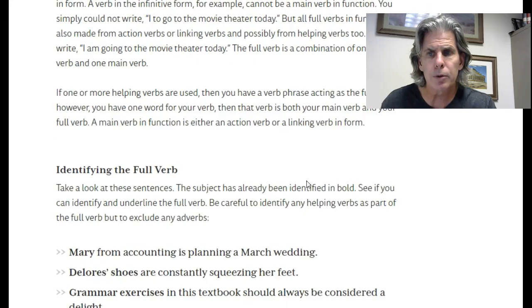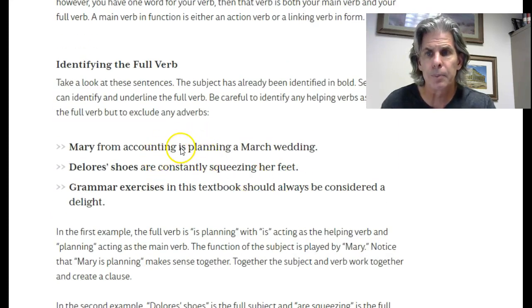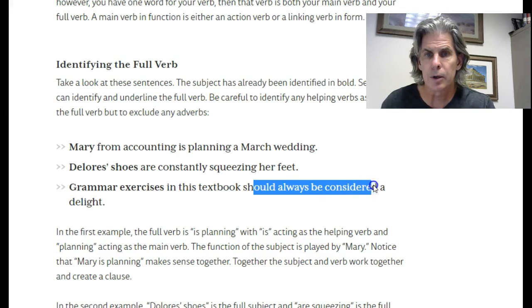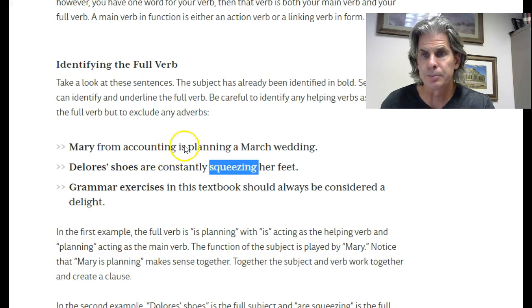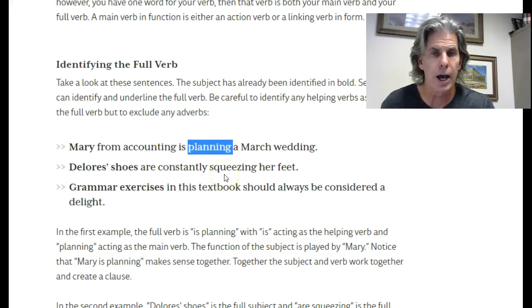And so, always understand full verbs as is planning, are squeezing, should be considered, always is an adverb jumping in the middle. Okay, understand your verbs that way. Considered is the action, squeezing is the action, planning is the action. Those are all action clauses. So understand that is planning, are squeezing, should be considered. Those are the full verbs. Okay, and constantly and always, those were adverbs that jumped in the middle.